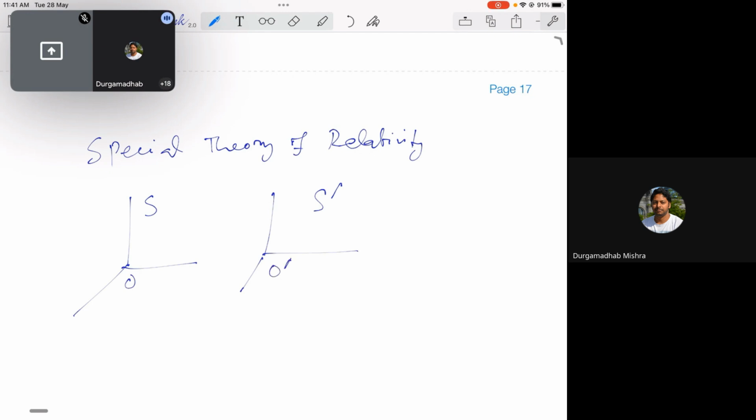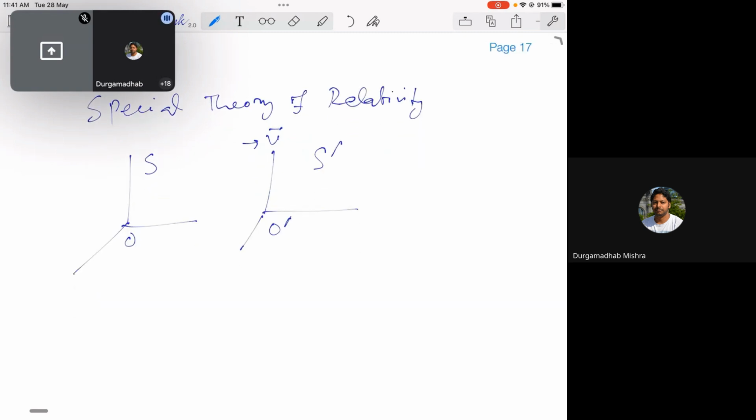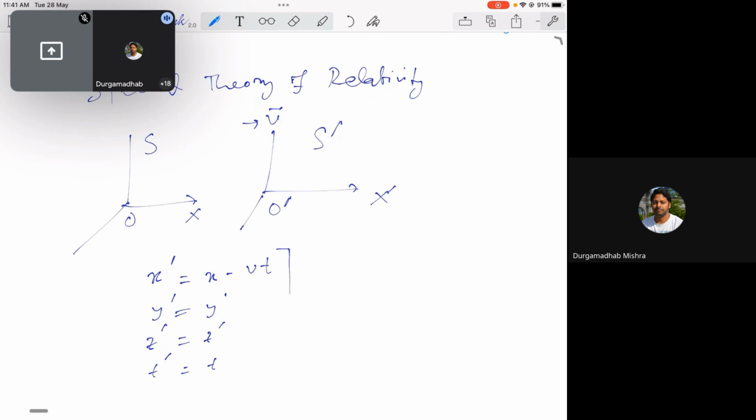Okay, and if this is moving at a constant velocity v in the x direction, so let's say this is our x prime, this is x. So if it is moving in the x direction, the transformation from one reference frame to another is simply x prime equals x minus vt. This is how the coordinates will change in the two reference frames. y prime will be equal to y, z prime will be equal to z, and t prime will be equal to t. So this is known from the earlier cases as the Galilean transformation.